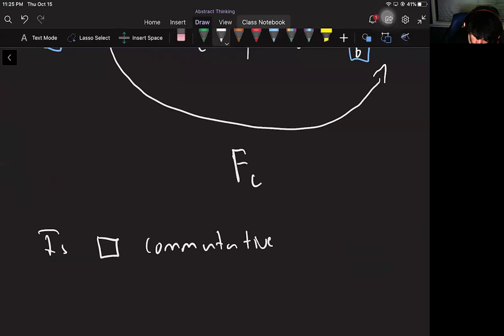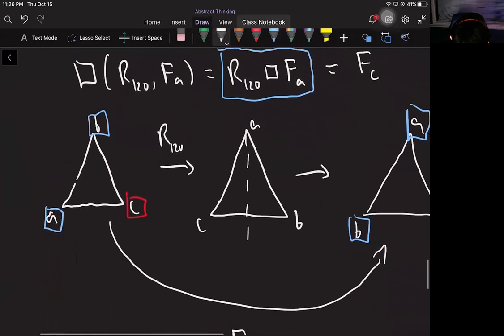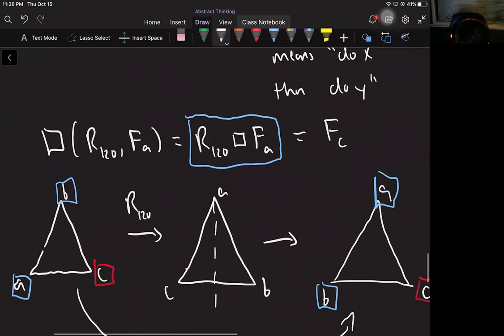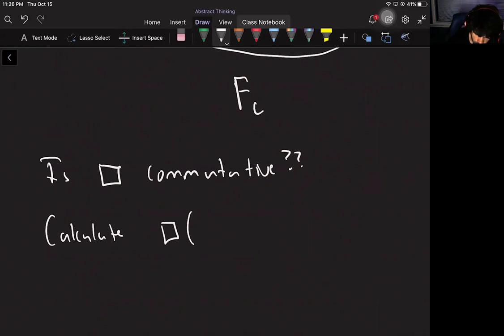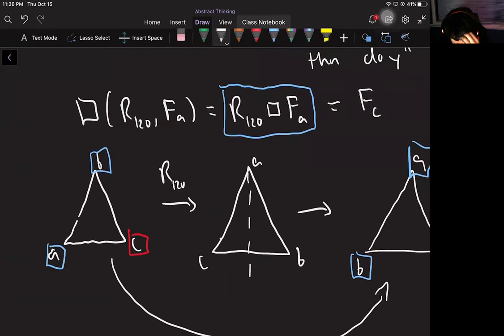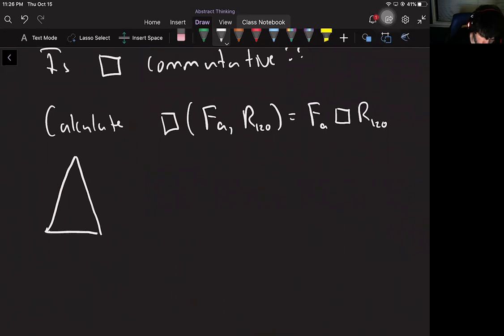So numbers are boring because they're commutative. This is going to be more interesting because it's not commutative. So let's see an example by calculating something else. Let's calculate what happens when I do the same thing but backwards. So this time I'll flip over A, then I'll rotate by 120. Is that going to be the same as first rotating 120, then flipping A? I don't think so, but we should check.